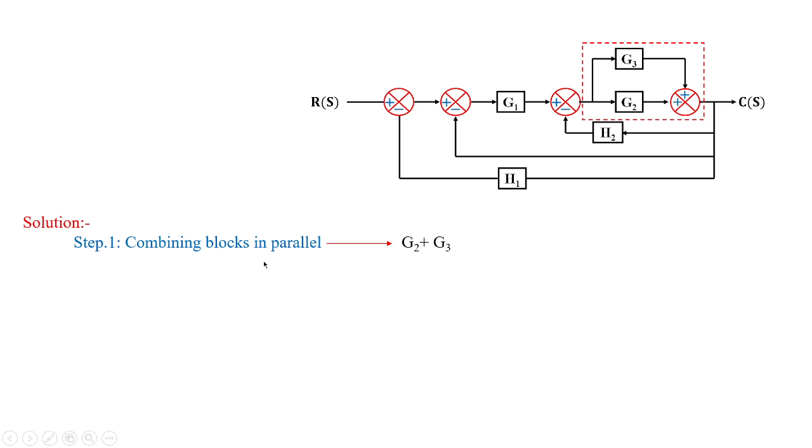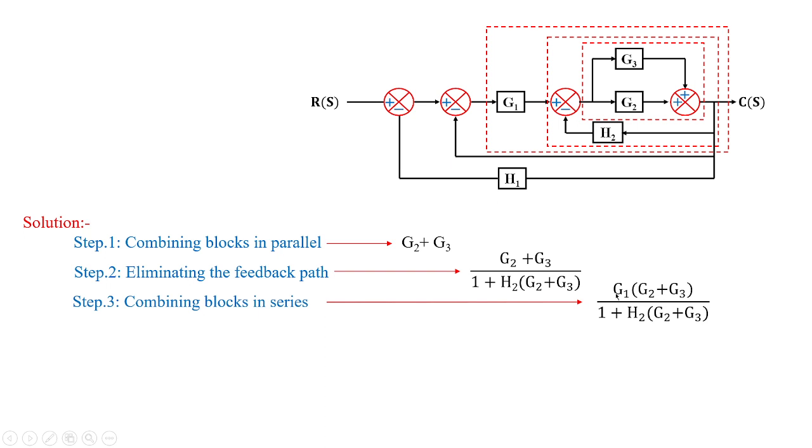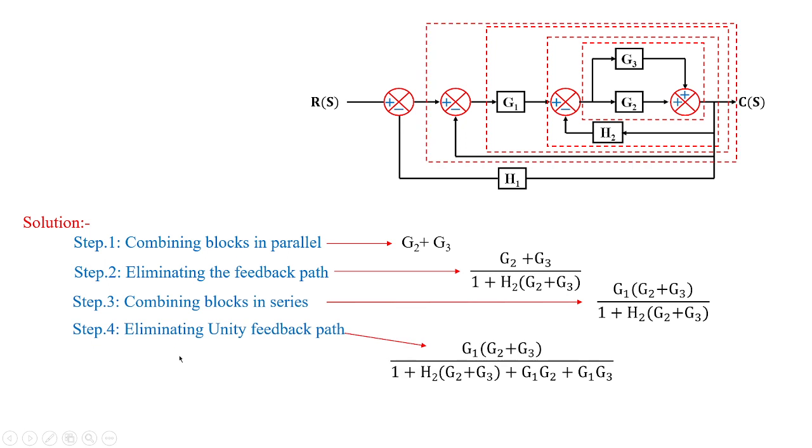So combining blocks in parallel, you have these blocks in parallel, so replaced by G2 plus G3. Then you can eliminate the feedback path, so I'm eliminating the feedback path like this, that is G2 plus G3 by 1 plus H2(G2 plus G3). Then you have the series combination of G1 with this particular reduction. So combining blocks in series, I'm going to get the value as G1(G2 plus G3) by 1 plus H2(G2 plus G3). And finally, you have the unity feedback. So that can be eliminated, giving G1(G2 plus G3) by 1 plus H2(G2 plus G3) plus G1G2 plus G1G3.